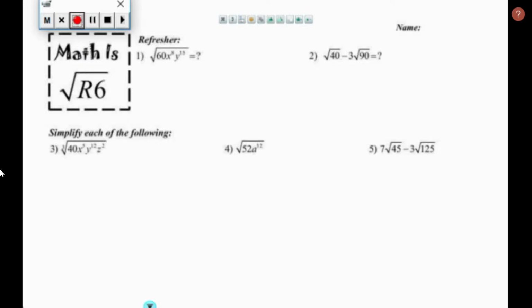Alright, so today what we're going to do is we're actually just going to be reviewing most of the stuff that we have already talked about so far. We're just going to add some new stuff on the back. So, as a refresher, looking at number 1 here, if we want to simplify the following, we are going to break down what is inside the number. We're going to break down what's inside with the variables as well.